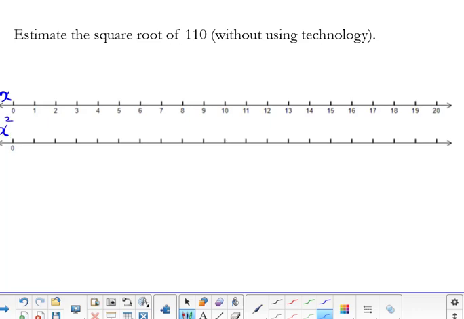Now underneath, what I'd like you to do is let's complete this. And so what we're going to do is take x and square it. Now, you'll see how it's done here. So 0 squared is 0. 1 squared is 1.